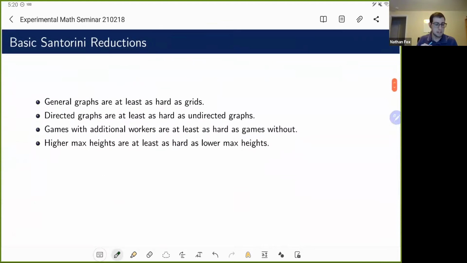Okay, so here are some basic reductions we can do with Santorini. Santorini on general graphs is at least as hard as Santorini on grids, because that doesn't actually change the rules at all. Any grid is also a general graph. So if you have a way to find a winning strategy for general graphs, it will also find a winning strategy on grids. You just apply it to grids. Similarly, directed graphs are at least as hard as undirected graphs, because for an undirected graph, you could just replace an edge with arcs going both directions.